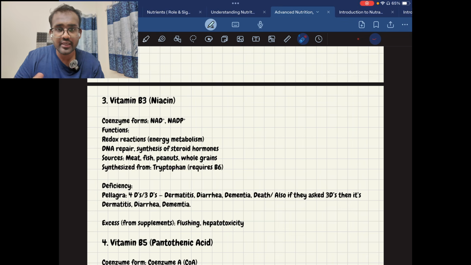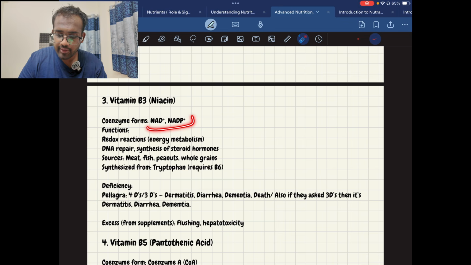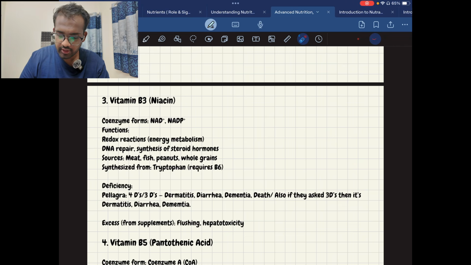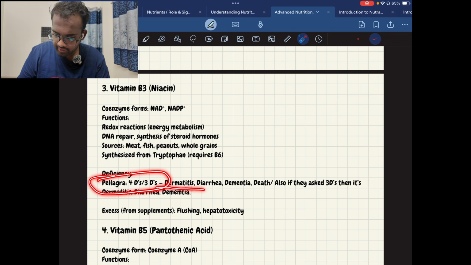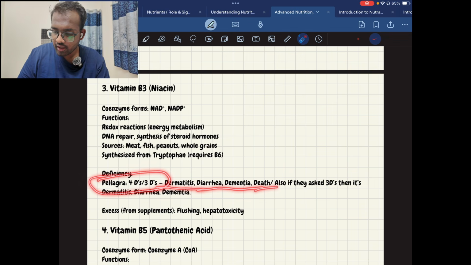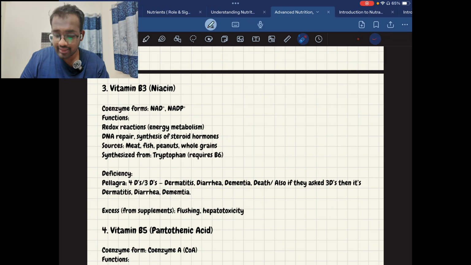Always remember the coenzyme of B3 is NAD plus, NADP plus. This is very important, and it helps in DNA synthesis, DNA repair, synthesis of steroid hormones, everything. So I have clearly mentioned the 4 Ds and 3 Ds here: dermatitis, diarrhea, dementia, death. Also, if they ask 3 Ds, then dementia, dermatitis, diarrhea. It's very short, so it will be very easy for you to remember.